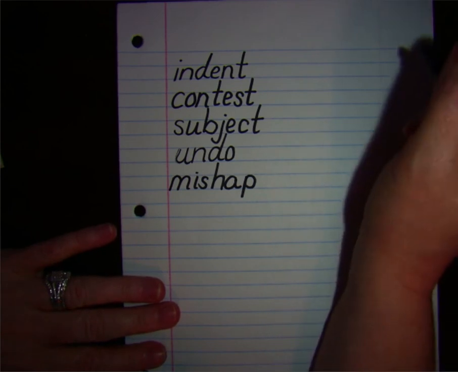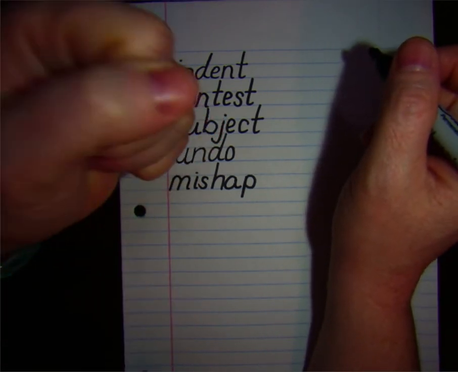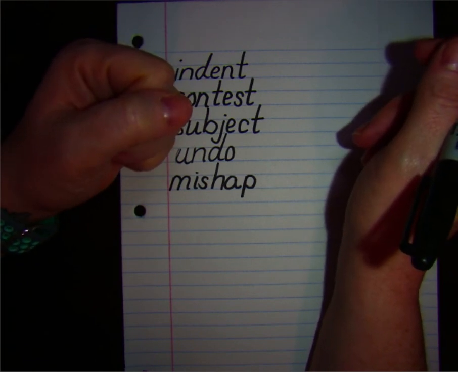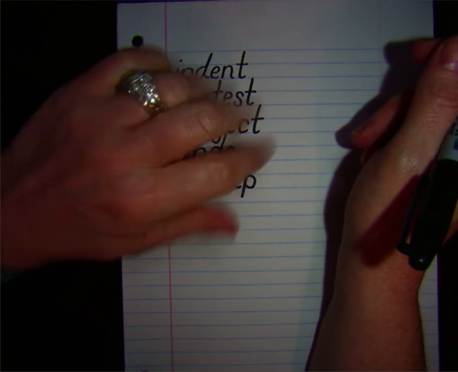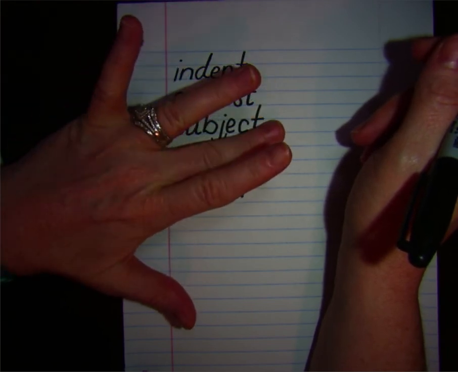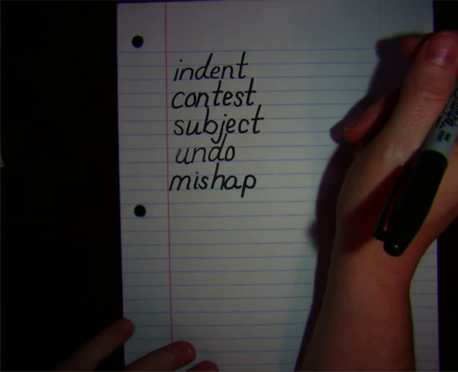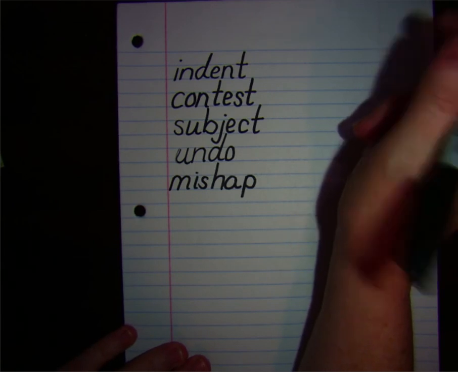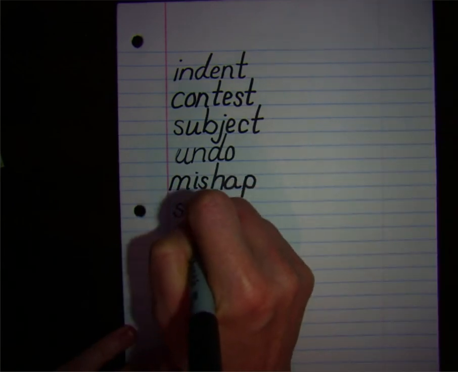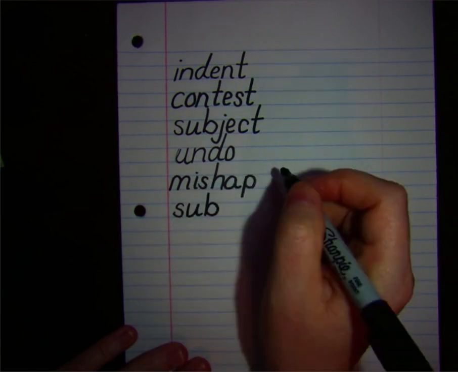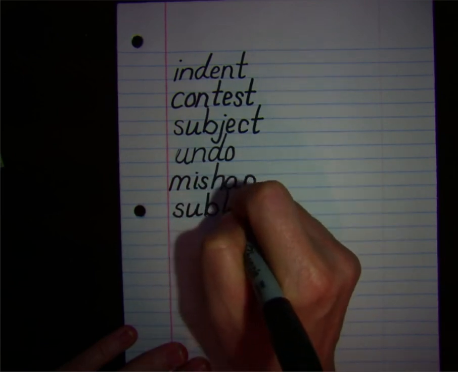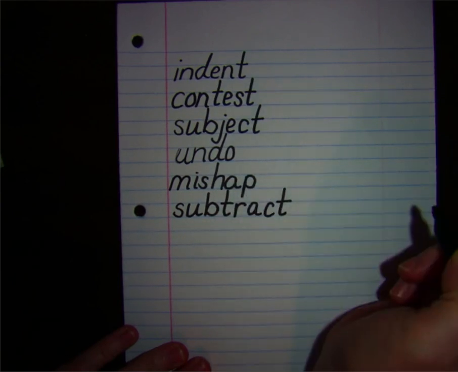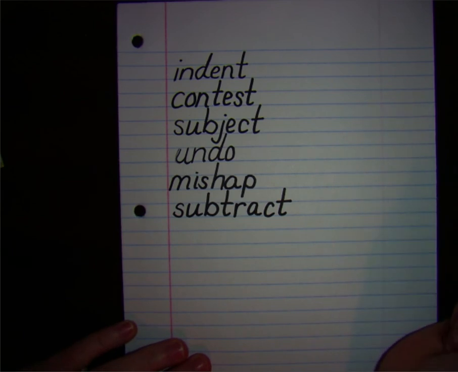Last word. Subtract. Subtract. First syllable, sub. Write the prefix. Tract. Write the second syllable. Your word was subtract. Sub. The second syllable had 2 consonant blends. Act. Subtract. Check your word, make sure it matches mine.